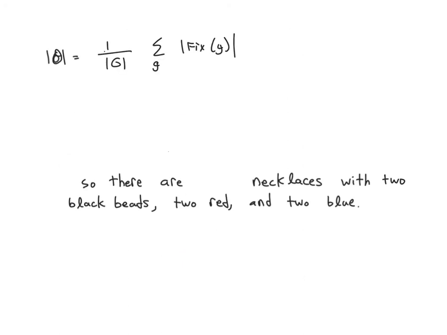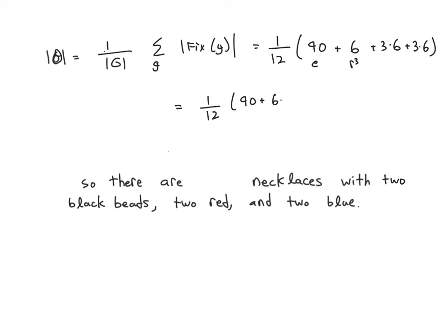So now we can apply our Burnside's lemma and fill in the details. The order of the group is 12. One of the group elements had 90 fixed points. One group element had 6 fixed points. So this was the identity element, this was R cubed. Then we had these 3 reflections that each had 6 fixed points, and then 3 more reflections that each had 6 fixed points. So we're looking at 1/12 times 90 plus a whole bunch of 6s. 6 times 1 plus 3 plus 3, so that's 7.